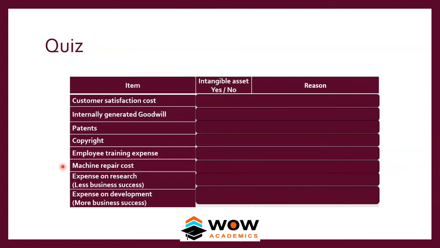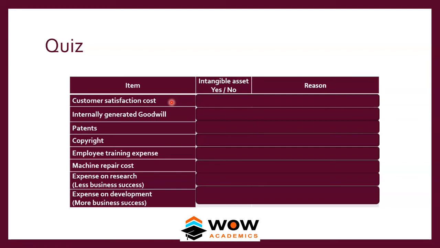So now we look at another quiz. There are different types of intangible items, and we will consider whether each is an intangible asset and why or why not. Customer satisfaction cost: we have spent a lot on initiatives to improve customer satisfaction. Customer satisfaction is intangible. Can we show it as an asset? The answer is no. You cannot show it, because it does not even meet the definition of an asset.